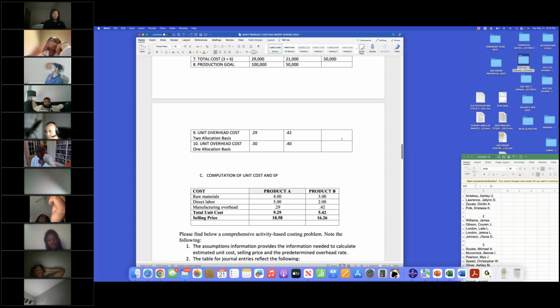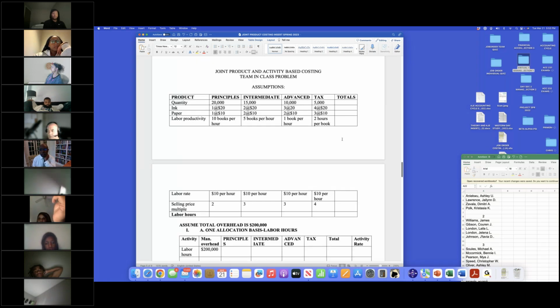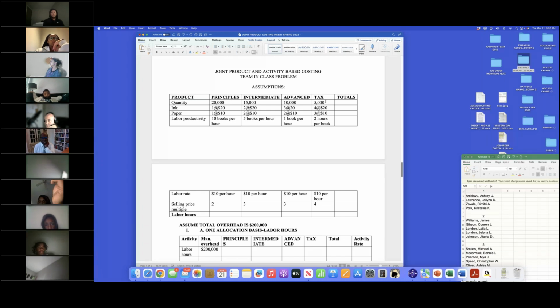This problem is due by the start of class next class period if we don't finish it tonight. Now, there are 4 books: Principles, Intermediate, Advanced, and Tax. So right now, team leaders, let your folks know what book they're doing. They need to know because you're supposed to have copies of the material and you're going to be writing along with me, or you can be using the Excel spreadsheet.